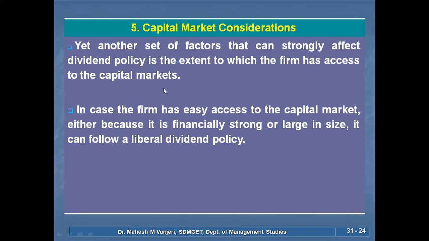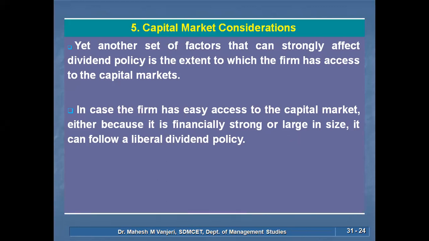If a company is financially very strong, its credit status and credibility will be very high in the market. And also due to its size, like Walmart, they can very easily raise long-term funds from the capital market. So such companies can follow a liberal dividend policy. They can distribute higher dividends to their equity shareholders, because if the company needs funds for investment or reinvestment, they can easily raise such funds from capital markets. Why is it easy for them to raise capital? Because they are financially strong or they are large in size.